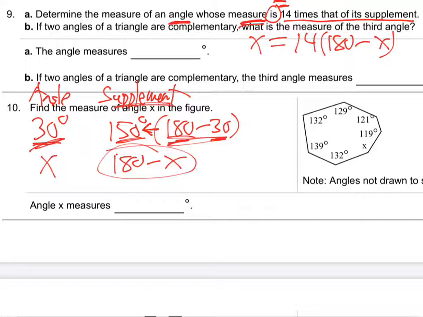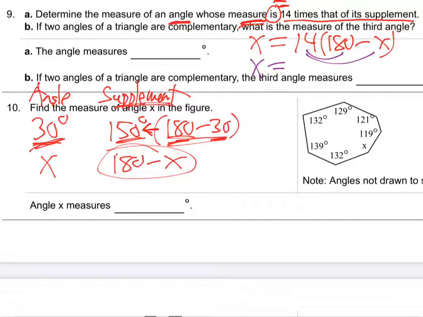That's what they're saying. Now we need to solve that for x. Does everybody see that's what they're saying? An angle is 14 times its supplement. It's 180 minus x. That's its supplement. So we need to solve that equation for x. A little bit of algebra here. So I'm going to distribute that 14.